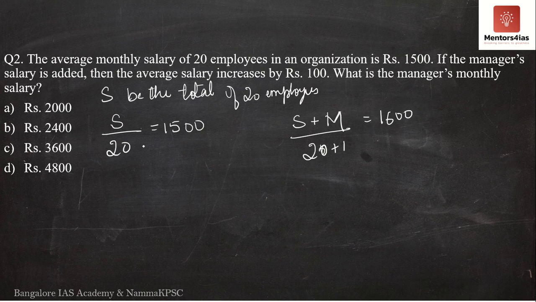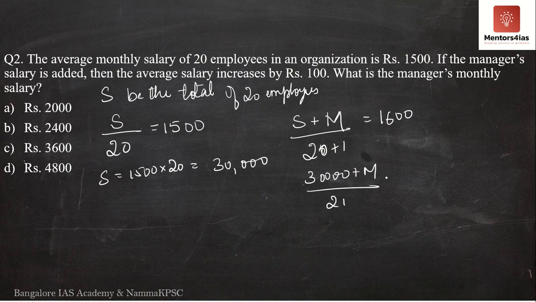So I have to determine the value of M. S, I can substitute as what? 1500 into 20. 15 2s are 30 and 3 zeros, it is 30,000. So substituting S as 30,000 over here, what do we get? We get 30,000 plus M divided by 21 is equal to 1600. Therefore, 30,000 plus M is equal to, I'm going to multiply 16 and 21.